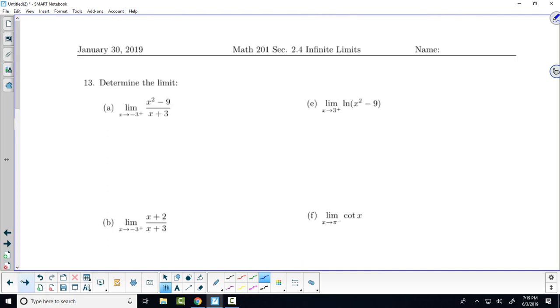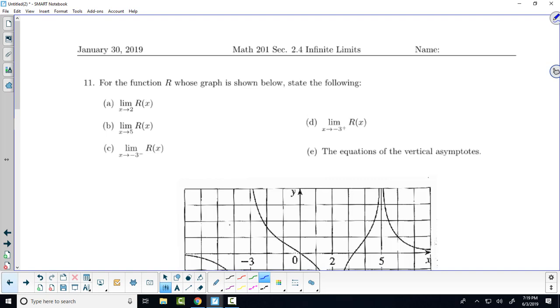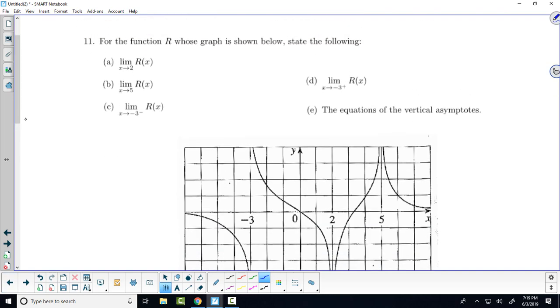13 is the meat and potatoes of this thing. This is where you show me that you understand what's going on. But work through 11 and 12 first. Make sure everyone agrees. Make sure you write your vertical asymptotes as x equals a number, not just 3 or 7 or something like that. Okay? All right. Take a few minutes, work through that.